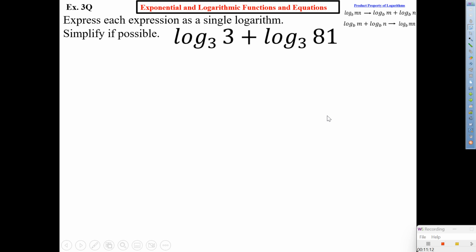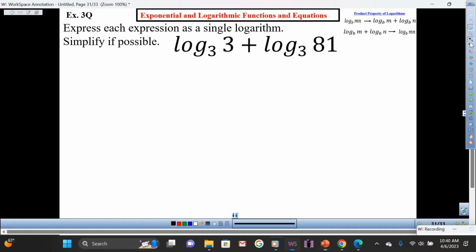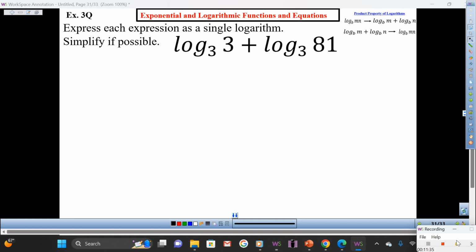Copy this one. Example 3Q. Log base 3 of 3 plus log base 3 of 81. I'll give you some time. Go. All right, here we go.